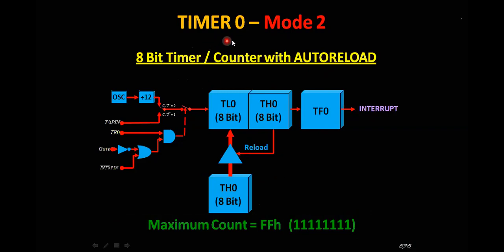And this is nothing but the auto reload mode. Mode 2 is nothing but auto reload mode. So this is mainly used in serial communication for generating the baud rate. So first here TL0 will be loaded with one value. That same value will be loaded into TH0. So the timer will start from that value. And what happens when timer overflows, TF0 becomes 1. And when you make TF0 0, it will again start the timer. So this is the maximum value it can count in auto reload mode. So why? Because it is 8-bit only. So FFH is the maximum count.